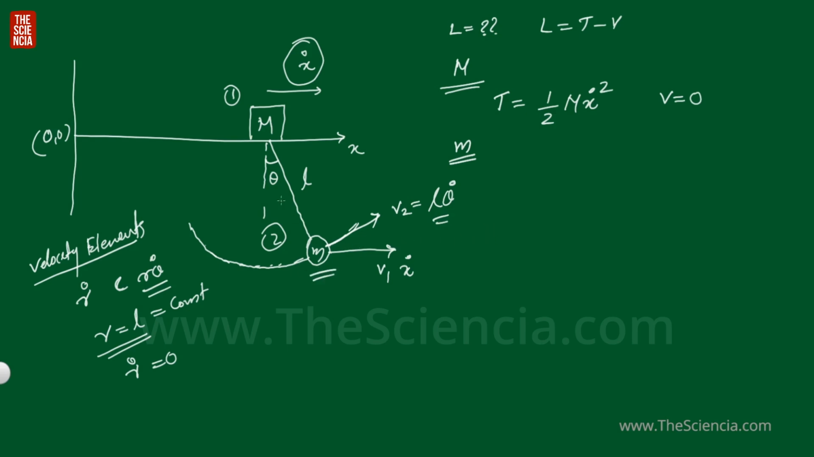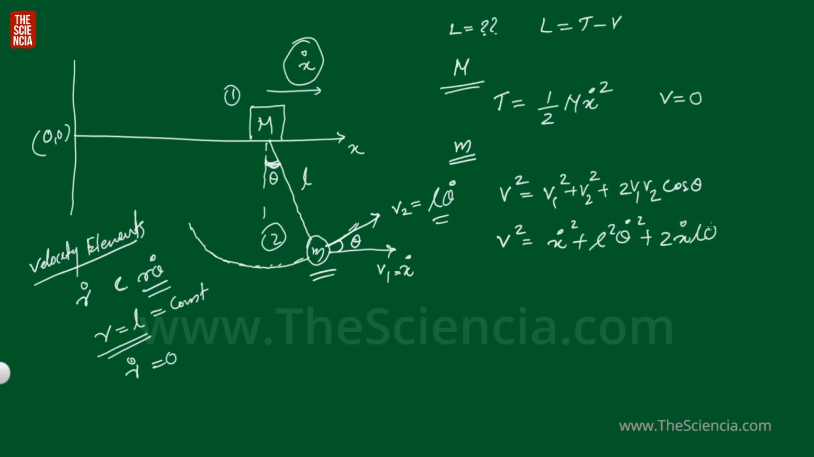these two velocities. So suppose here this is the angle theta, then this one also will be the angle theta. So what will be the resultant velocity? That is v square will be equal to v1 square plus v2 square plus 2 v1 v2 cos theta. That is v square is equal to, here v1 is x dot, that is x dot square, plus v2 is L square theta dot square, plus 2 v1 is x dot, v2 is L theta dot cos theta.